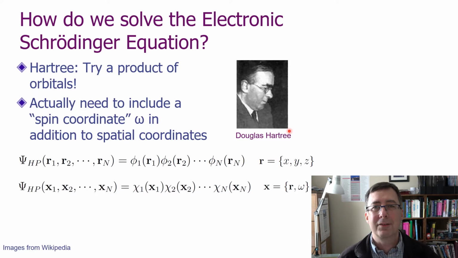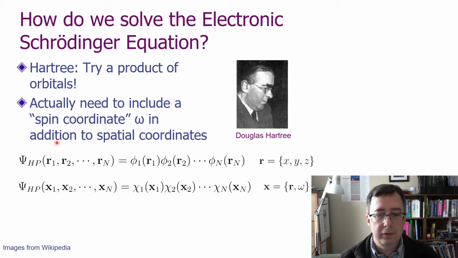So how do we go about solving this equation? Well, it's still a very complicated one because the Hamiltonian has a kinetic energy operator that takes second derivatives, and there's a lot of coordinates going on. We talked about how the wave function is a function of all the Cartesian coordinates and the spin of all the electrons. So Douglas Hartree had a proposal. He said, let's just try a product of orbitals, and orbitals are just single particle functions.